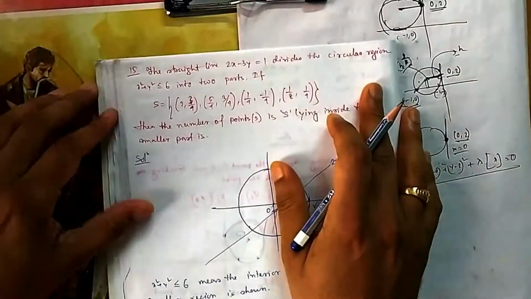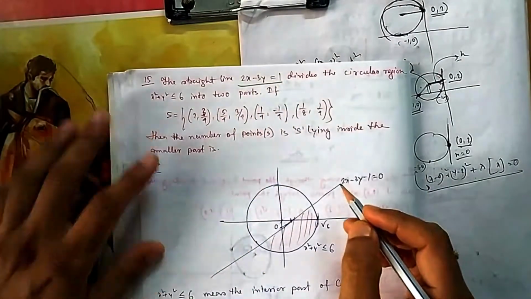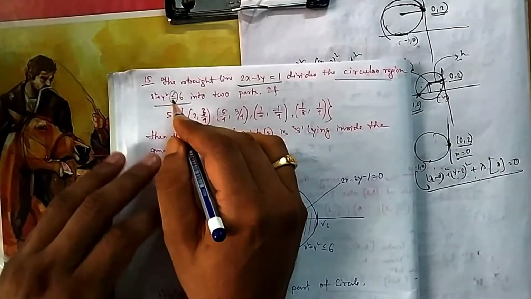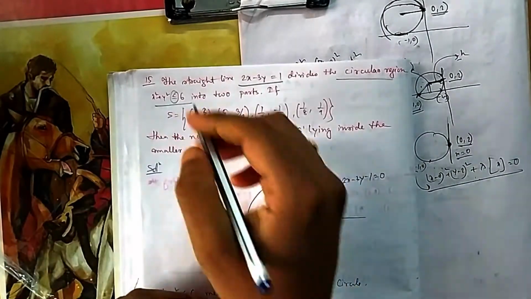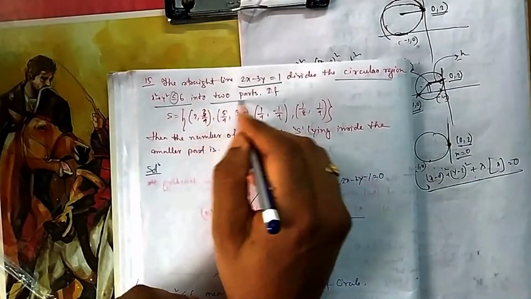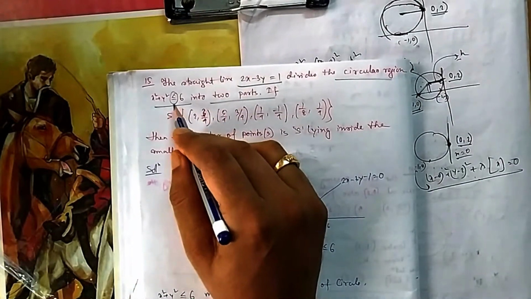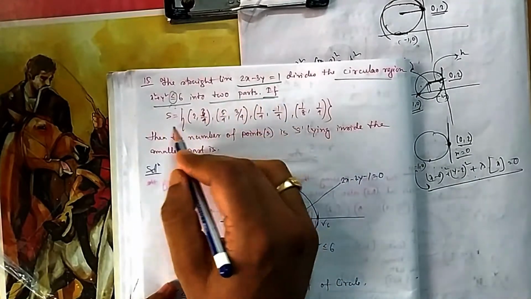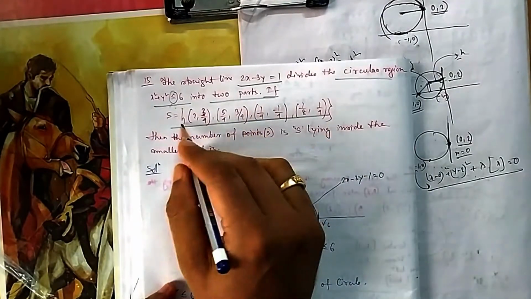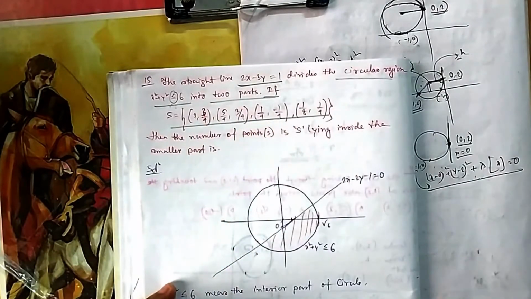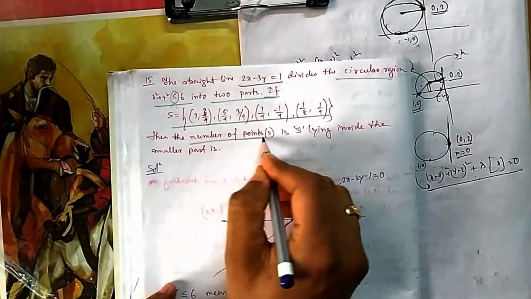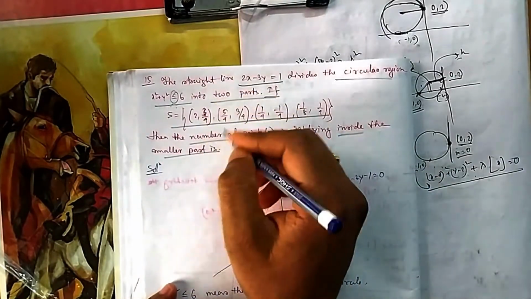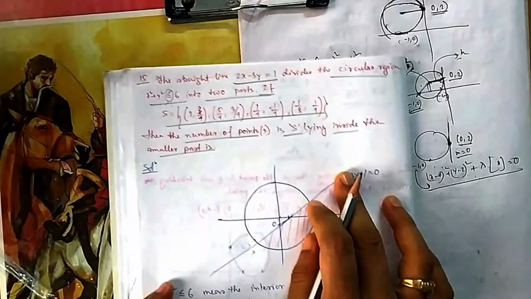Now if you see question number 15, the straight line 2x minus 3y is equal to 1 divides the circular region. So what is this region? Less than or equal to means inside, and it can be on the circle also. We have explained it in the points with respect to circle article. It divides it into 2 parts. S is a collection of all points, you can say 4 points they have selected here, then the number of points of S lying inside the smaller part. If you divide a circle, there will be one smaller part and one bigger part. So let me draw the circle.